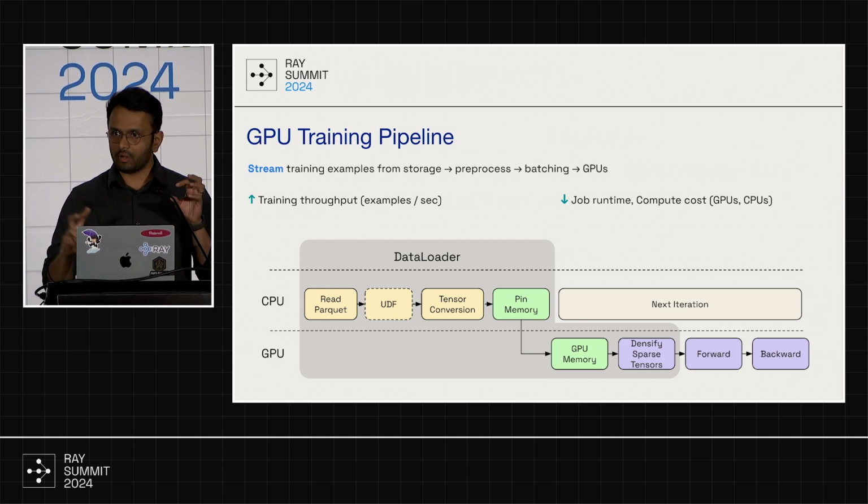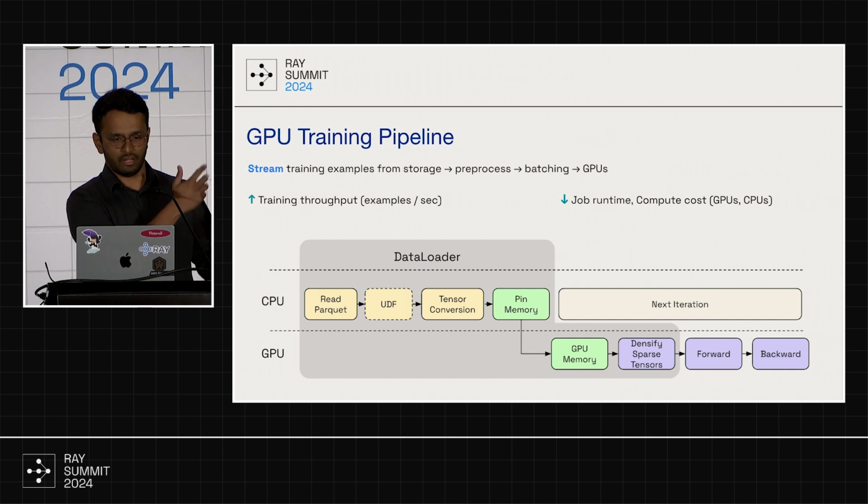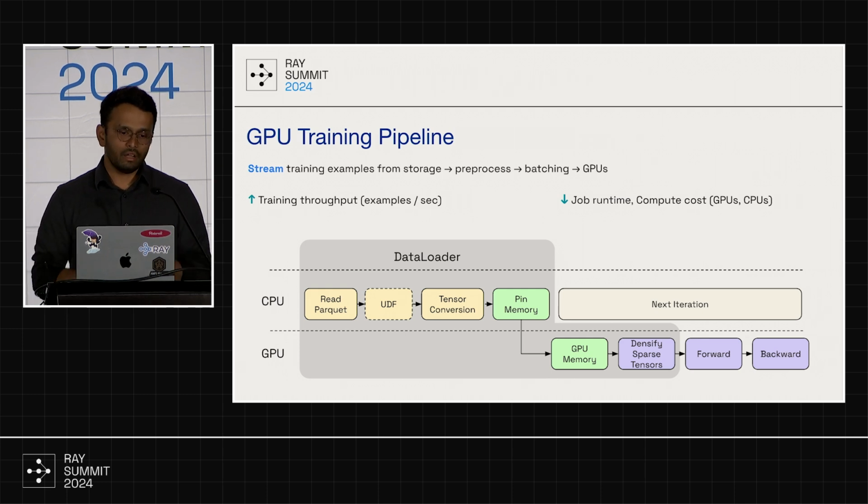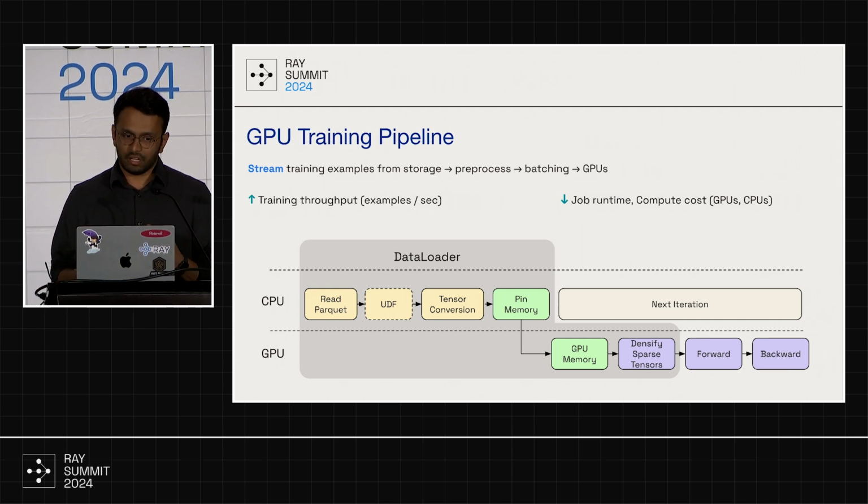So if you look at the typical pipeline, the way it looks is you perform some kind of file I/O, read from Parquet or some other object store that you have. You have one or more user-defined functions that you execute after that. These can be any Python-based conversion functions that you have. And then you have a tensor conversion step where you convert all of this data into your framework native format.